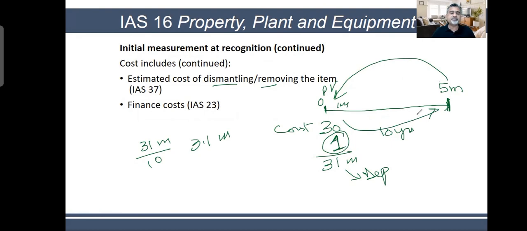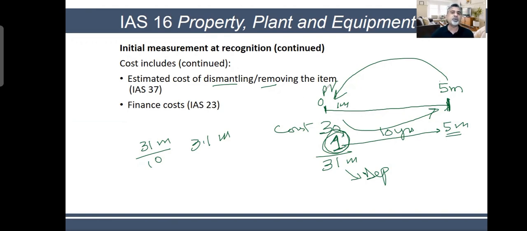And that is the unwinding process we will discuss in IAS 37. Because in my books, at the end of 10 years, this 1 million actually should be inflated to become 5 million so that I can pay off my liability. But today I only include 1 million, which is the present value. I'll explain this process when we do IAS 37. Fine. That is how this 1 million will become 5.